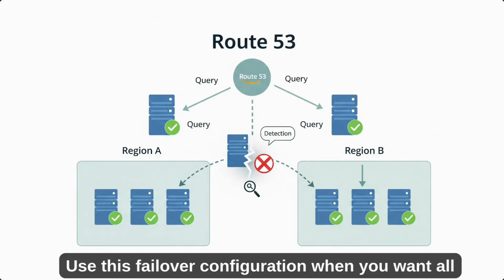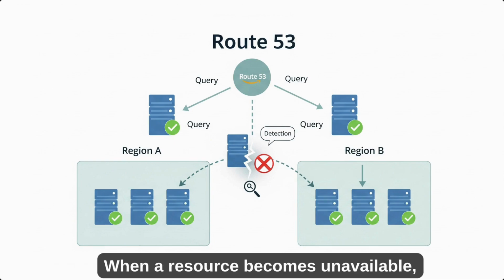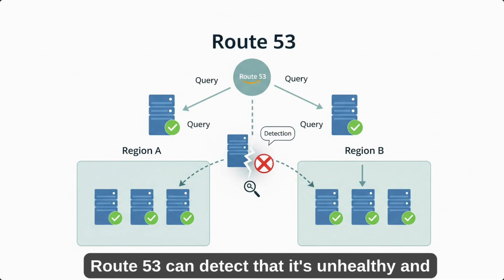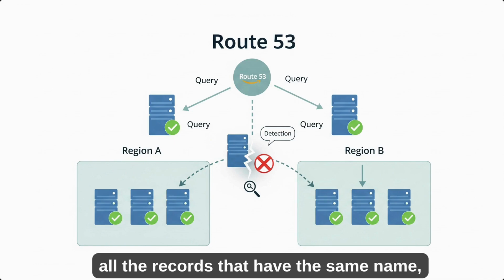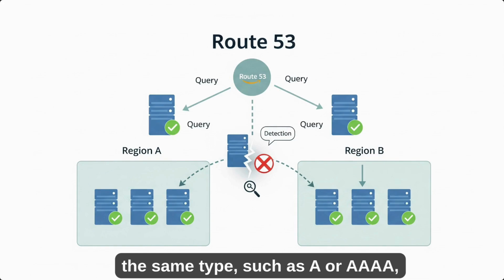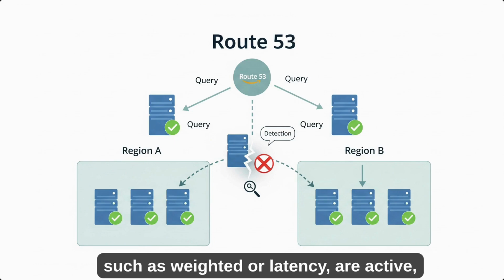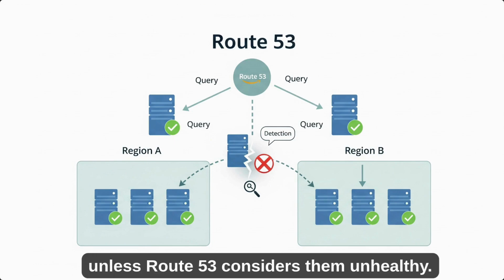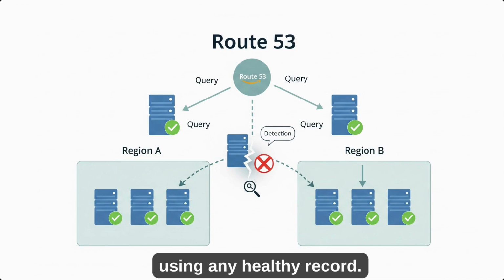Use this failover configuration when you want all of your resources to be available the majority of the time. When a resource becomes unavailable, Route 53 can detect that it's unhealthy and stop including it when responding to queries. In active-active failover, all the records that have the same name, the same type, such as A or AAAA, and the same routing policy, such as weighted or latency, are active unless Route 53 considers them unhealthy. Route 53 can respond to a DNS query using any healthy record.